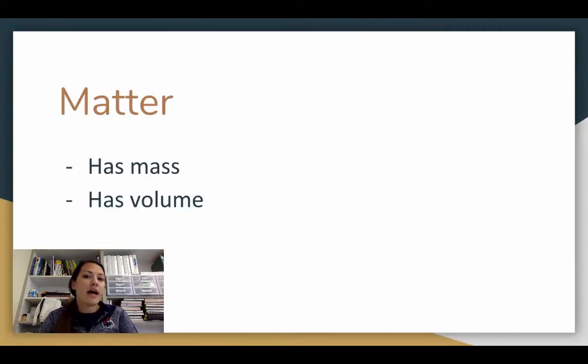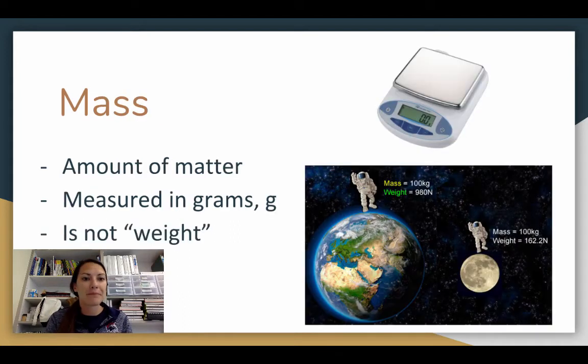So matter has to have two qualifications. For something to be matter, it has to have mass, and it has to have volume. Those words are things you've probably heard before, but let's do a quick review and make sure we are all on the same page about what mass and volume entail.